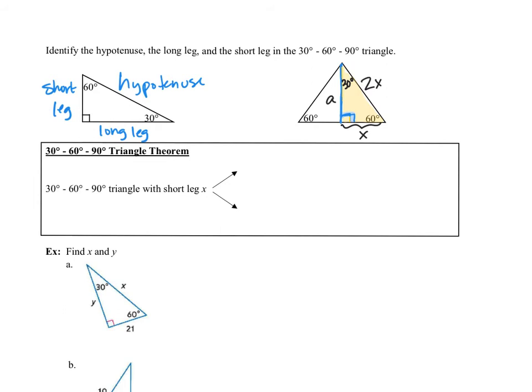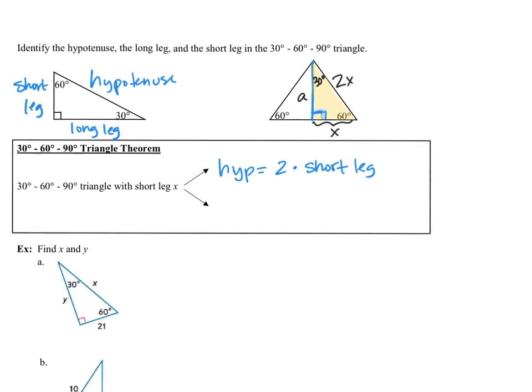So the first thing we can see in this yellow triangle is that the hypotenuse is twice the measure of the short leg. So in a 30-60-90 triangle, where the short leg measures x, the first part of our theorem tells us that the measure of the hypotenuse of that triangle is going to be 2 times the measure of the short leg. Okay, now let's talk about the long leg.